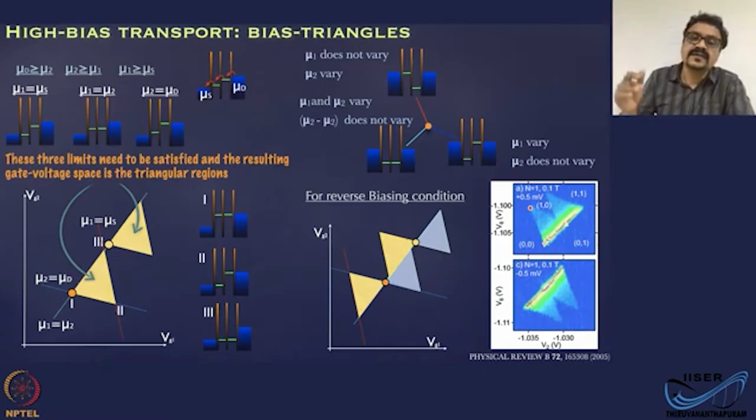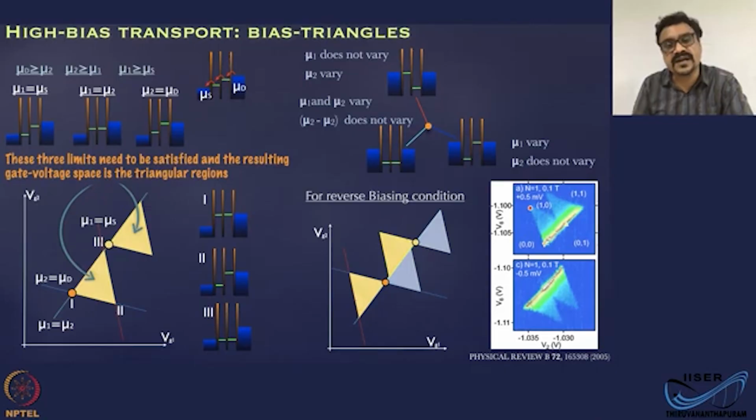Then the charge transport happens by the flow of electrons from a region of higher energy towards a region of lower energy. So what that means is, for the transport to happen, the electrochemical potential, or the available energy state, of dot 2 should be less than or equal to mu d. Mu2 is the electrochemical potential of dot 2 and mu1 is that of dot 1. So mu1 should be less than or equal to mu2.